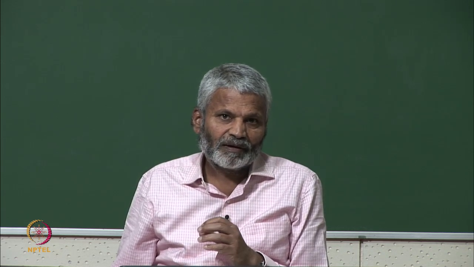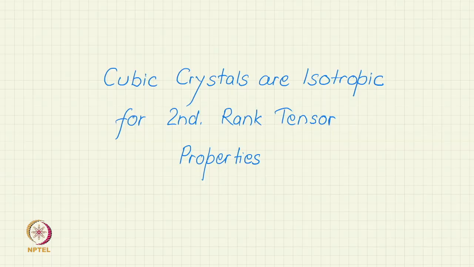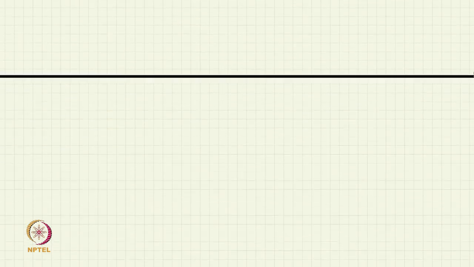A very interesting case for the analysis of symmetry of crystals and its effect on tensor properties is the case of second rank tensors for cubic crystal. All second rank tensor properties are always isotropic for all cubic crystals. So, let us try to see this result. Let us try to prove this result by our tensor and symmetry analysis.